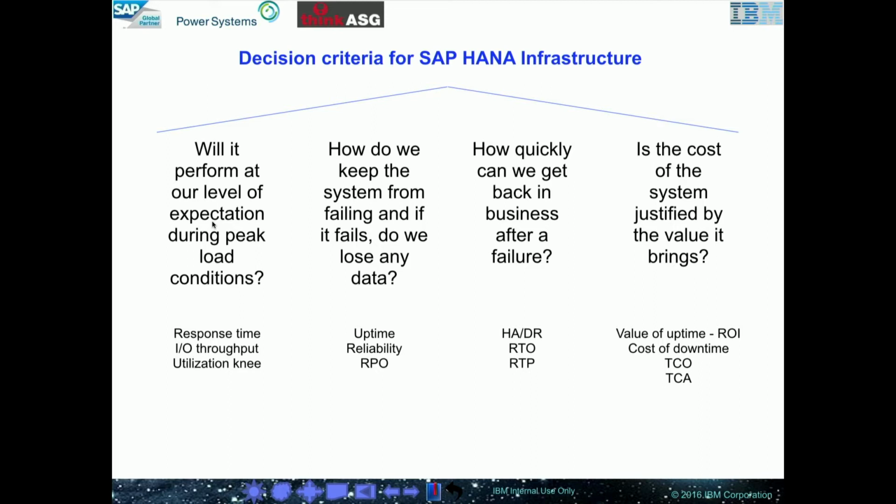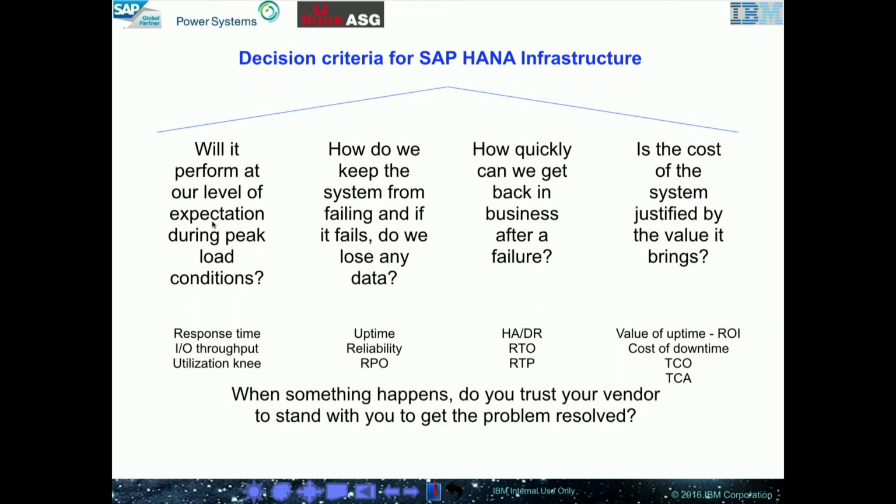An important question to ask also is when there are problems, and we have to be brutally honest here, every once in a while problems will happen. Do you have a vendor you can trust? Is there somebody you can contact who will help you to navigate through the issues and make sure the problems get resolved and you get back up to full business operational capability as quickly as possible?